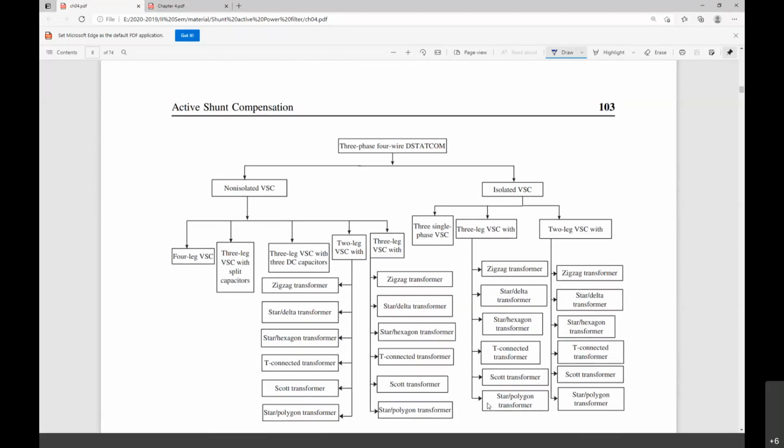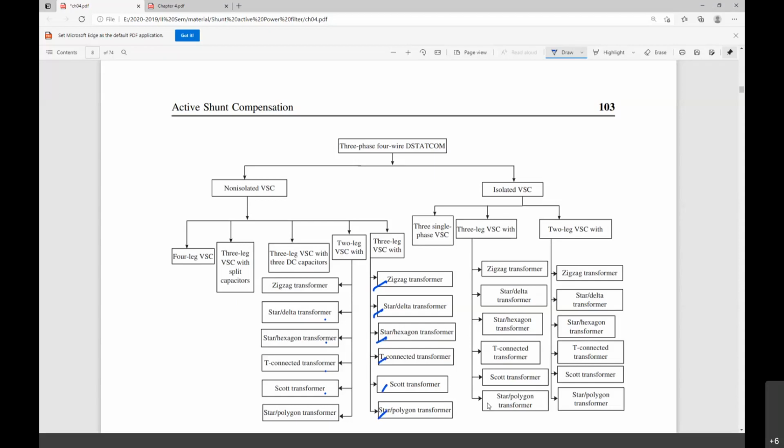This is a 4-leg VSI and a 3-leg VSC with split capacitors, and a 3-leg VSC with 3 DC capacitors, and a 2-leg VSC, and we have zigzag transformer, star delta, star hexagon, and T-connected transformers. The 2-leg VSC with respect to the three-phase three-wire system we have seen also. Next is the 3-leg VSC based with these transformers: zigzag, star delta, star hexagon, and T-connected Scott transformer.